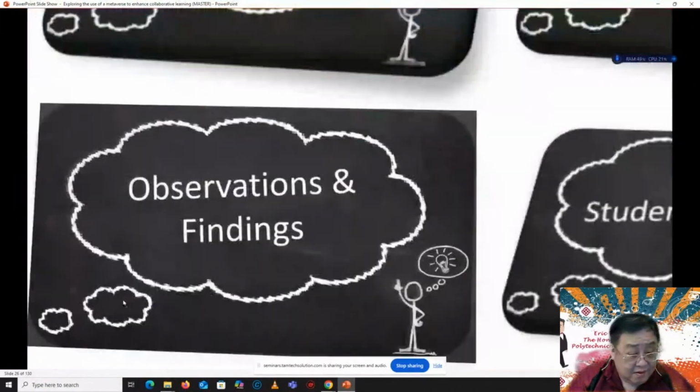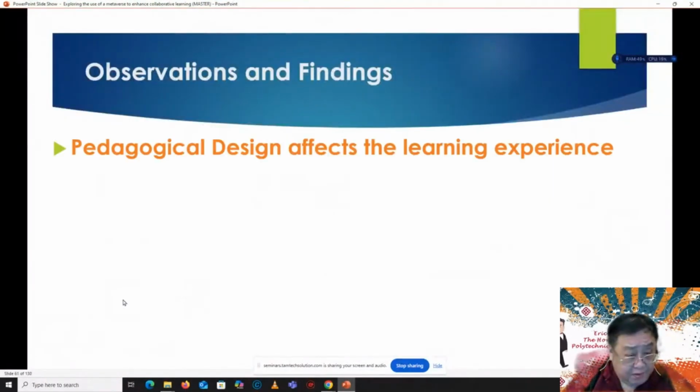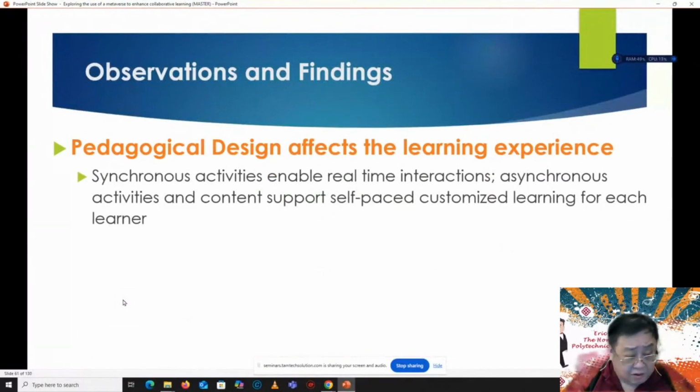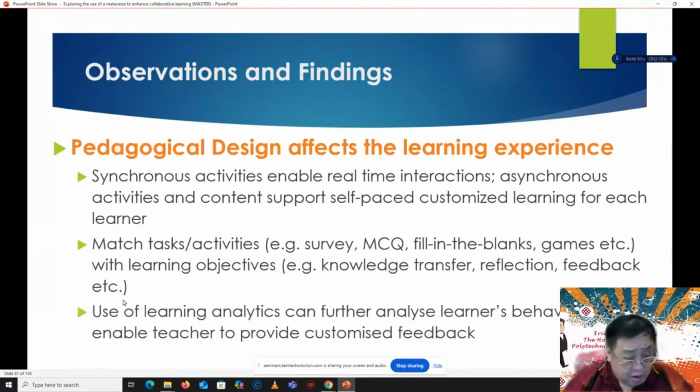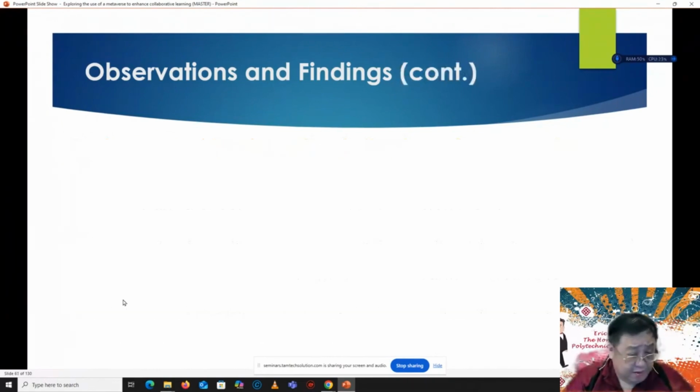All right, well, let's look at some of the observations and findings. We find that after conducting three semesters with the students and teachers, over 1,000 of them, the pedagogical design affects very much the learning experience. So about what activities we conduct, the sequence of activities, the signs we put up, the instructions which were made clear to them, all these things matter a lot in terms of success or failure, right?